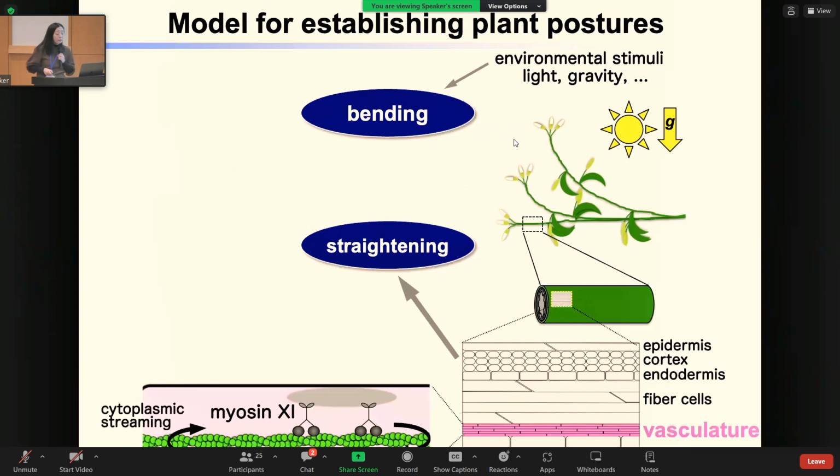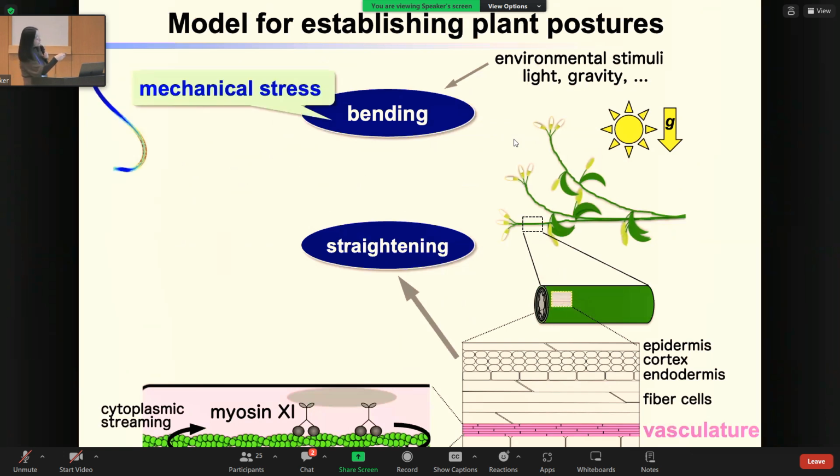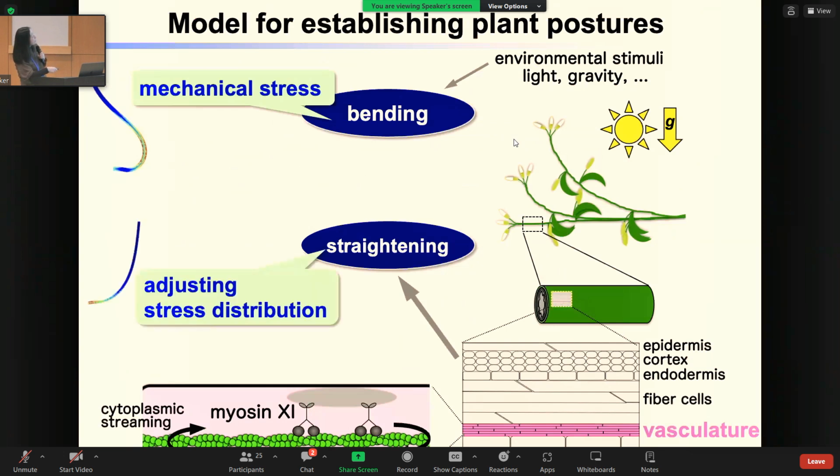Finally, I would like to propose a model for establishing plant posture. Environmental stimuli that induce organ bending generate mechanical stress. The built-in straightening system then adjusts stress distribution, resulting in a mechanically favorable plant posture. Thus, plants may be constantly balancing their posture using straightening ability.